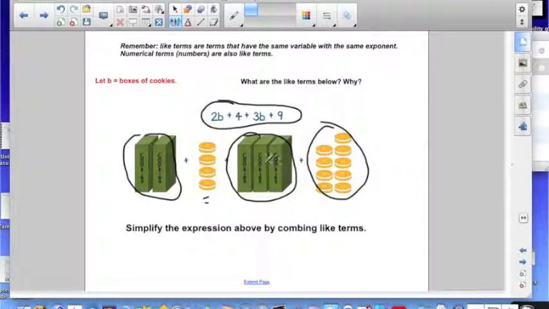So we're going to add them together and combine our like terms. We can combine the boxes of cookies with the boxes of cookies. 2b plus 3b is 5b. And we can combine the 4 cookies and the 9 cookies, and that's 13. Now a common mistake is to try to combine these two terms, but you can't. You have an algebraic term here and a numeric term. You can't combine the cookies with the boxes of cookies. So 2b plus 4 plus 3b plus 9 is equal to 5b plus 13.